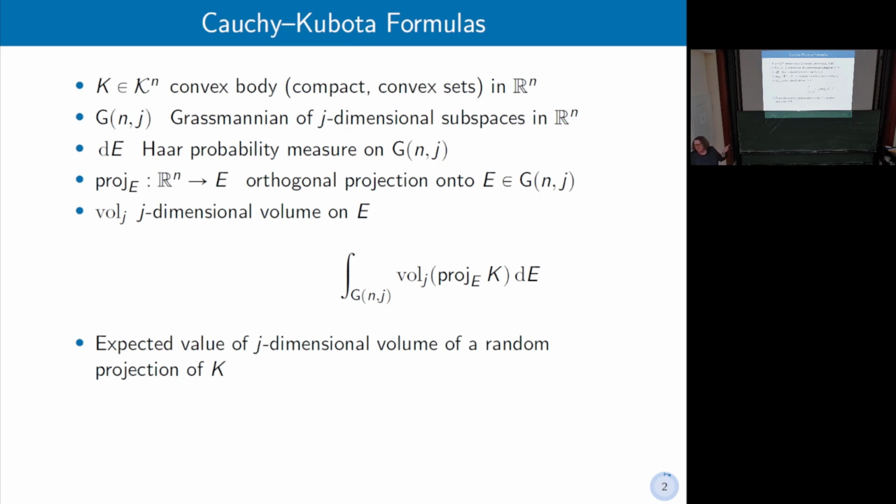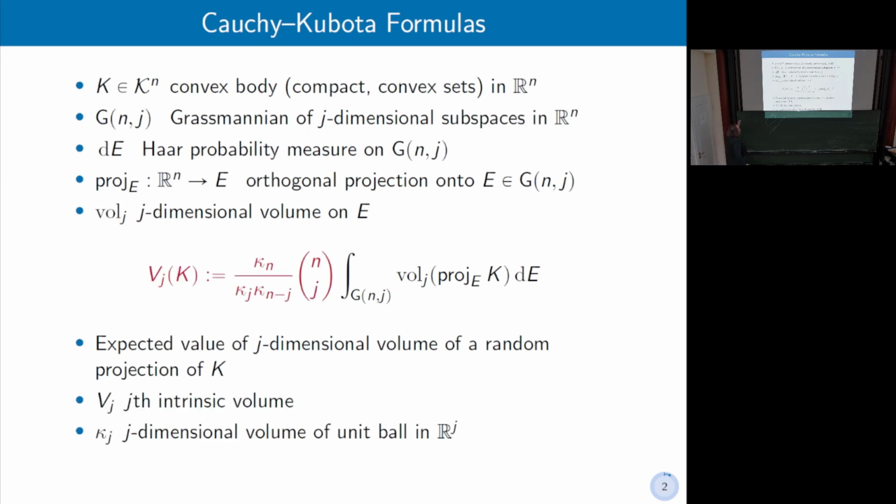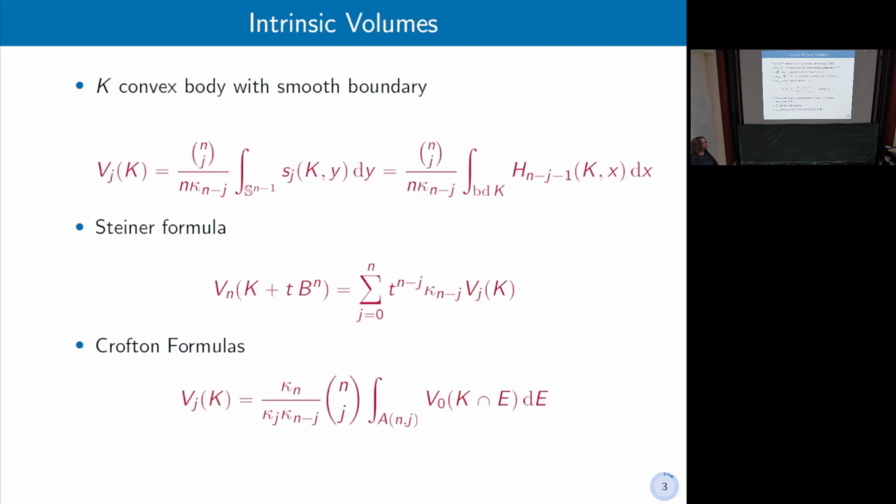This is a well-known classical object. This is just the j-th intrinsic volume. So I put here some normalizing factors which appear. This kappa_j is just the j-dimensional volume of the unit ball in R^n, but these normalizing factors won't be too important for us. This is my way to define the j-th intrinsic volume. And of course, this is a well-known notion from the geometry of convex bodies, and let me just put a couple of equivalent definitions on the next slide.